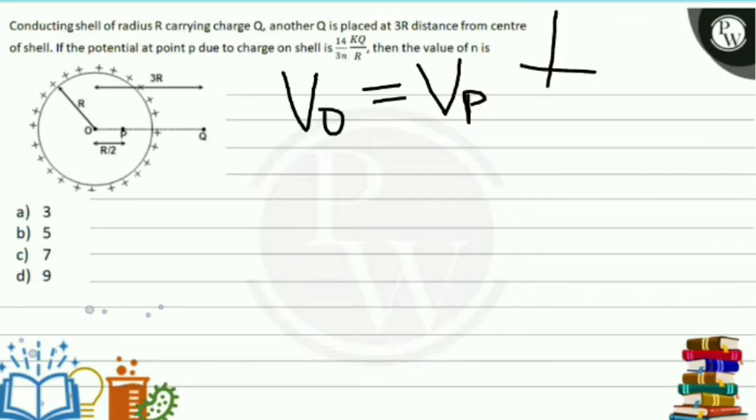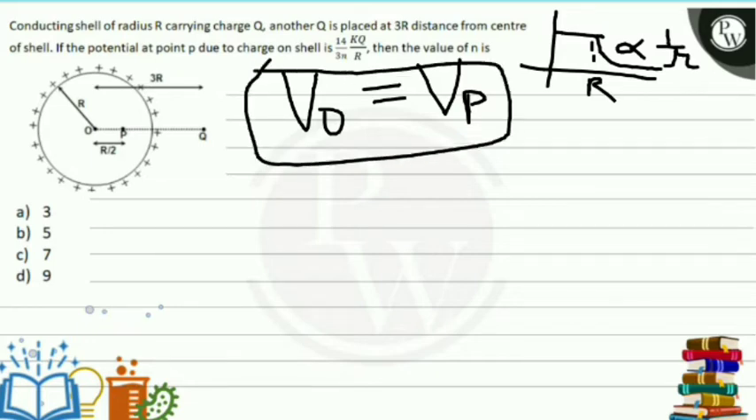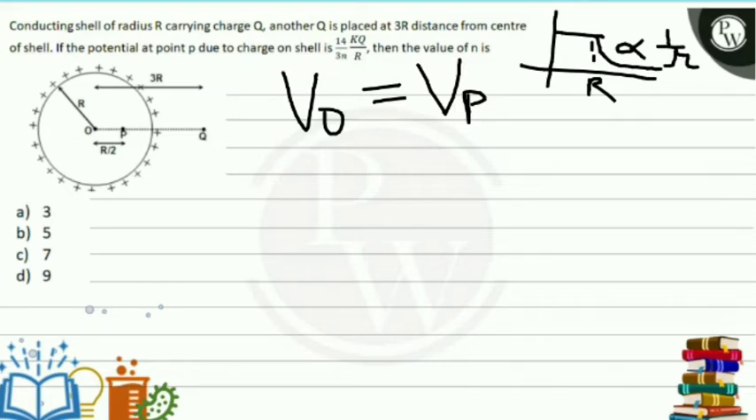You can remember this graph, a very basic graph, something like this: initially it's constant until capital R, which is the radius of the spherical shell, and after that it decreases by the inverse factor, directly proportional to 1 by r, or you can say inversely proportional to r. So from Gauss law we are getting this concept.